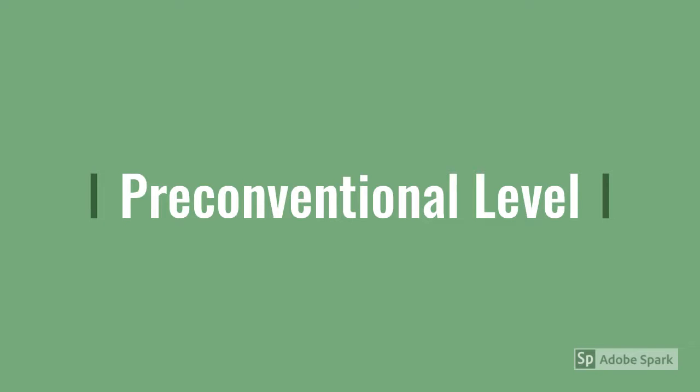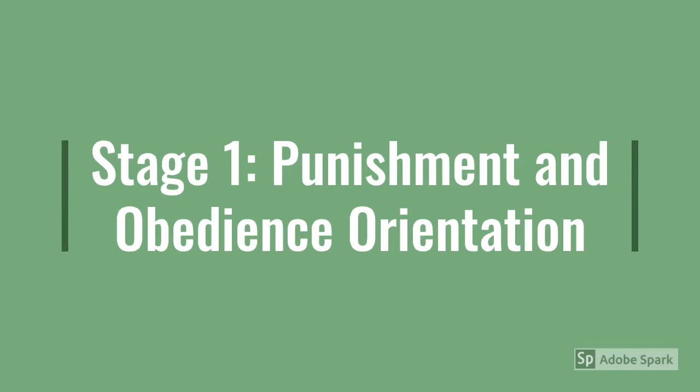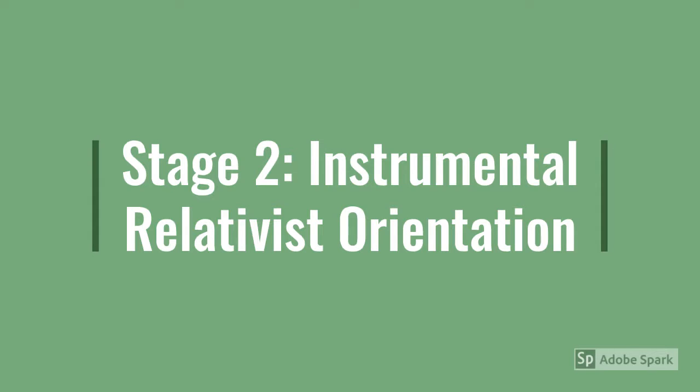The first level of Kohlberg's theory is the pre-conventional level. It is split into two separate stages. The first stage is punishment and obedience. This is where the child is motivated to avoid punishment and has little or no independent moral reasoning. The second stage is instrumental relativists. This is where the child is focused on fulfilling their own self-interests while acknowledging that different people have different views.